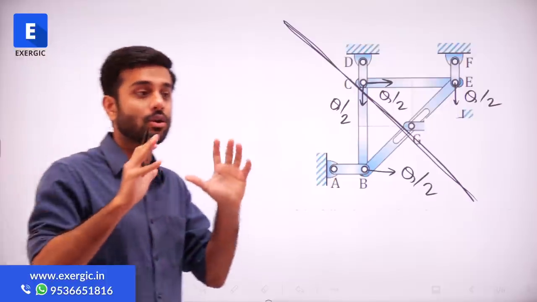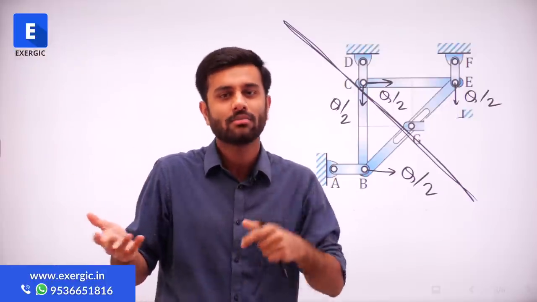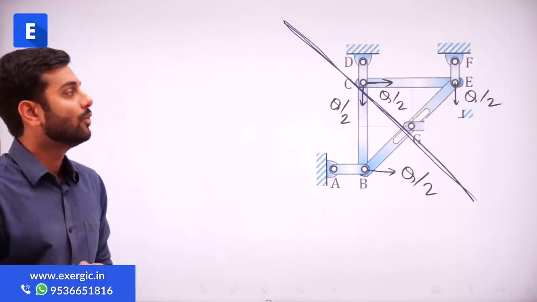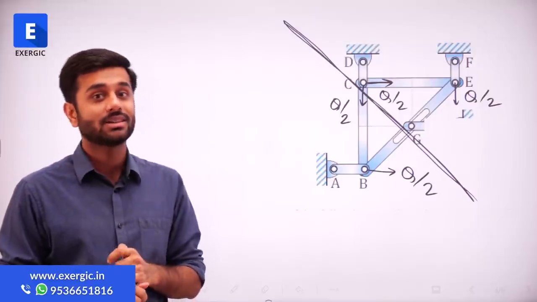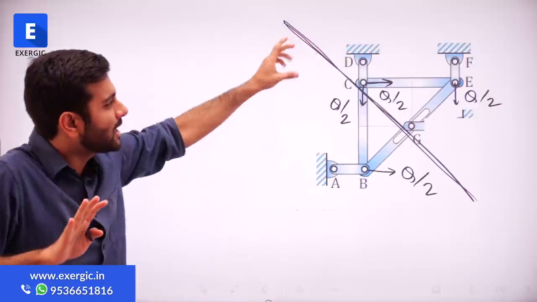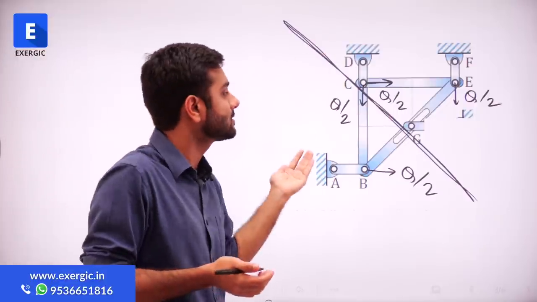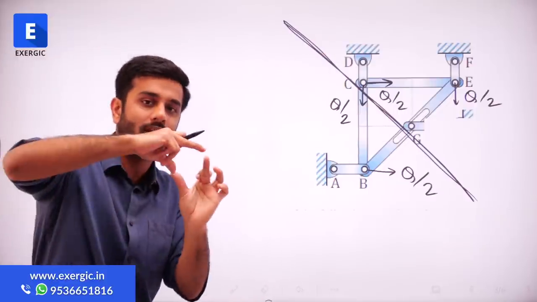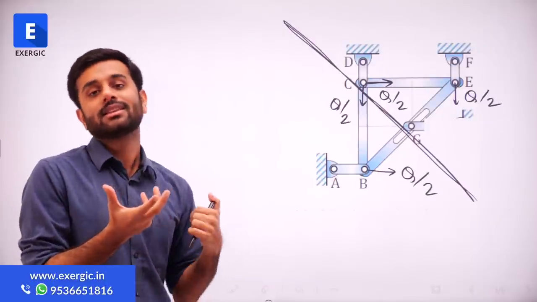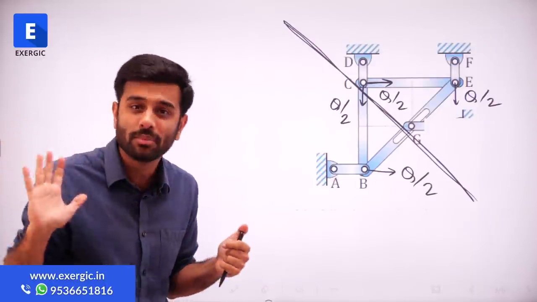We know the difference between logical and conceptual. There are certain things which may not look logical to us, but they are conceptually true. But there are certain things which may look logically correct, but they are conceptually not correct. So here, logically it seems that your CD should not have any force. Otherwise, this symmetry will get disturbed. There is a symmetrical diagram and a symmetrical loading. Anything which is unsymmetrical here is definitely going to disturb the equilibrium.